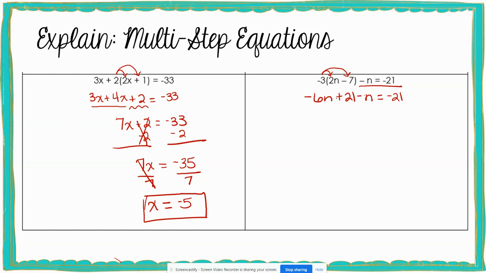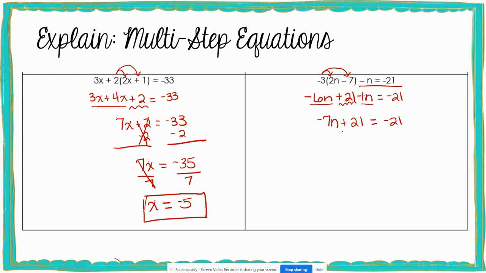Now I still have some like terms over here that can be combined. I have negative 6n minus n. Remember, that's an invisible 1n there. So negative 6 minus 1 is negative 7. So this is going to be negative 7n. I still have plus 21, so I'm going to rewrite that. And all of this equals negative 21.